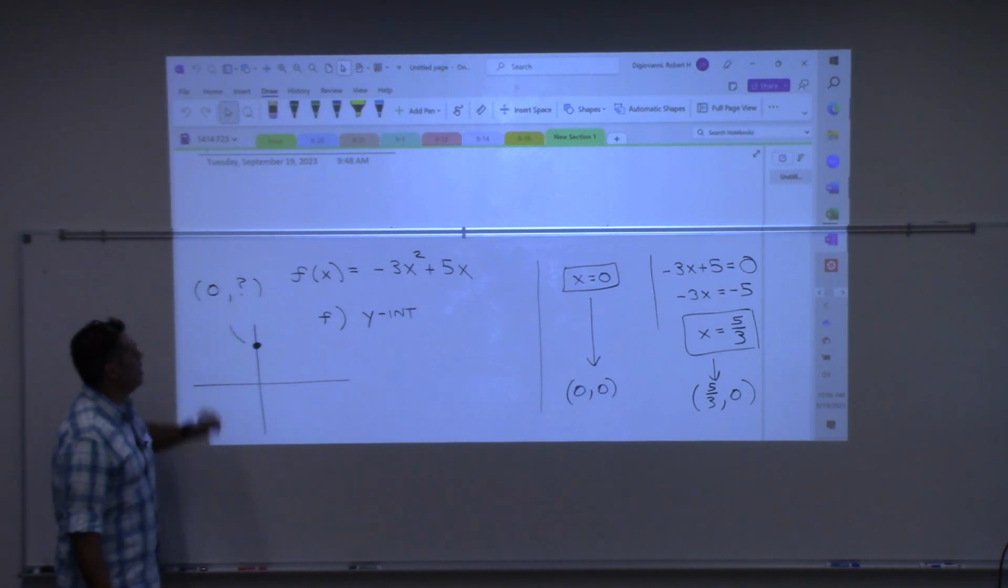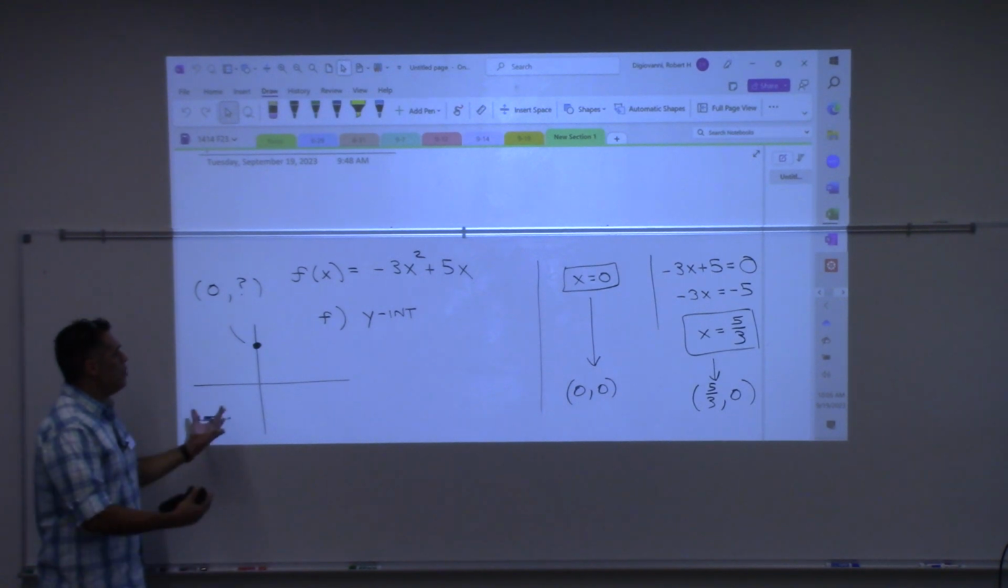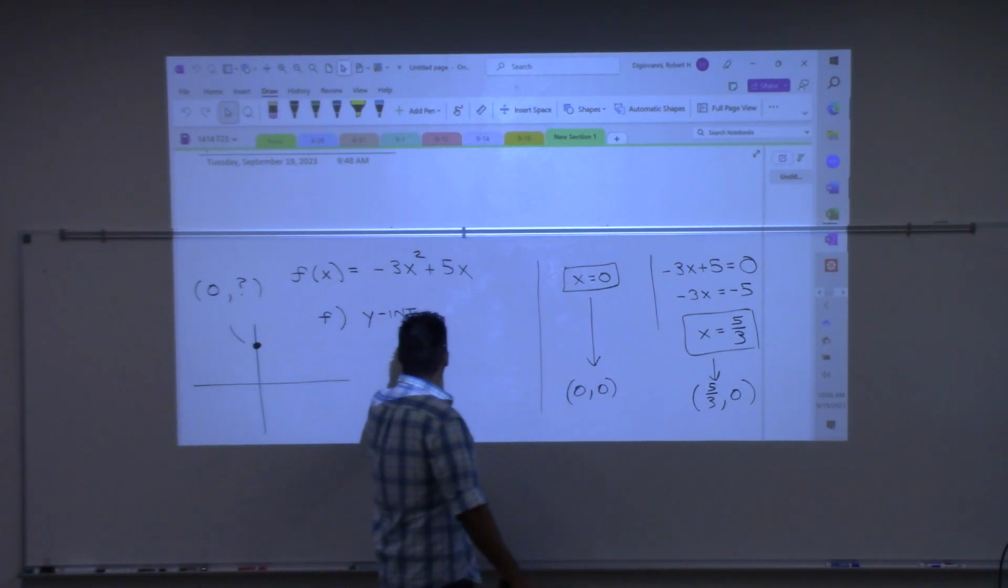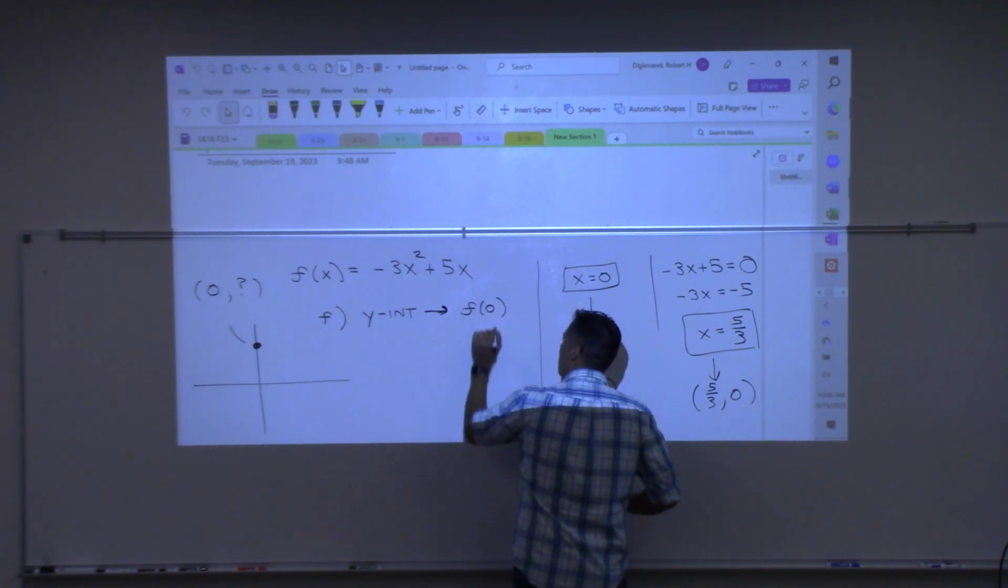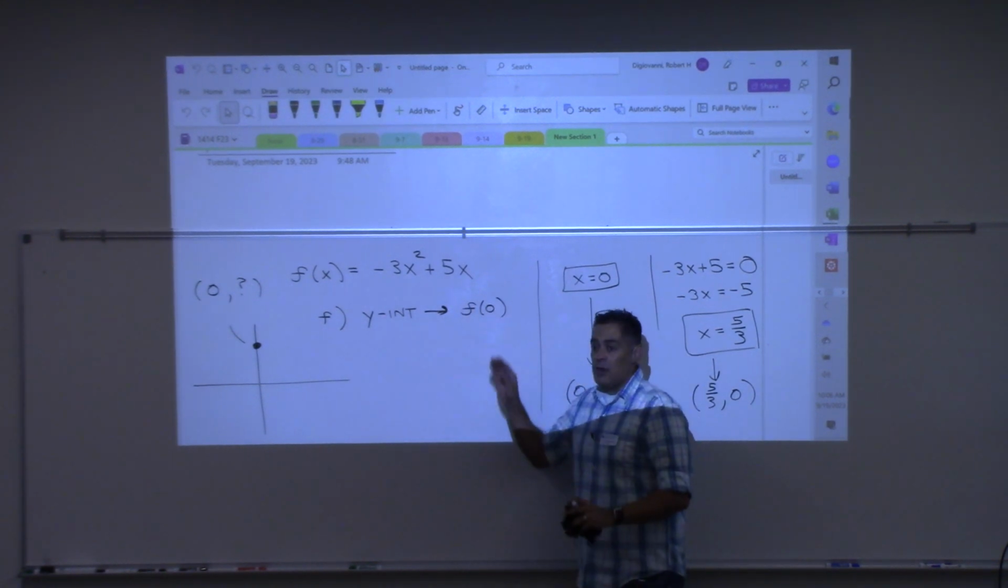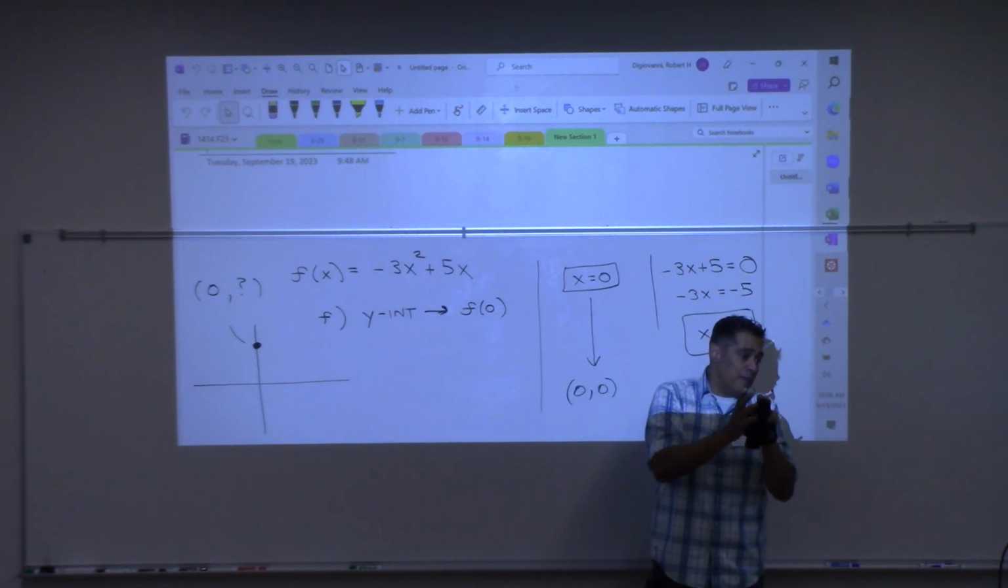And then this, we don't know what it is, right? So in order to find the y-intercept, you don't set the function equal to 0. What do you do? You plug 0 into the function, right? You plug 0 into the function, not setting the function to 0. That's how you find the x-intercepts.